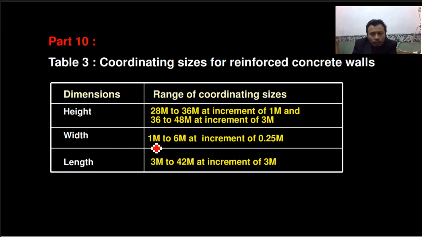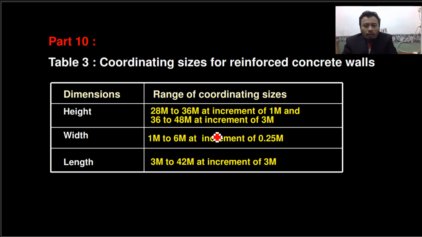So for reinforced concrete walls, some structures may require shear walls. Shear walls are reinforced concrete walls, usually precast. Modular coordination is closely related to IBS, the industrialized building system. So your concrete wall is a prefabricated wall that is installed.